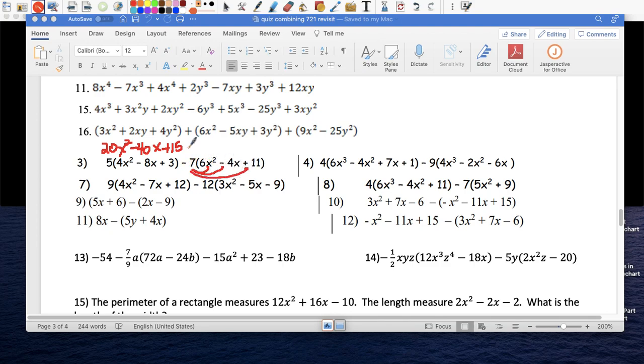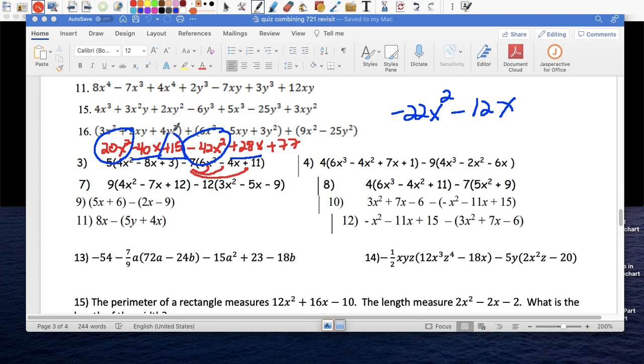Negative 7 times 6 is negative 42x squared. Negative 7 and negative 4x is positive 28x. Negative 7 and plus 11 is plus 77. Once you do that, you can combine like terms. We got these two that are like terms, 20 and negative 42 is negative 22x squared. Negative 40x and 28x are like terms, so that's going to give us negative 12x. And then finally, positive 15 and positive 77 is going to give us 92 positive.